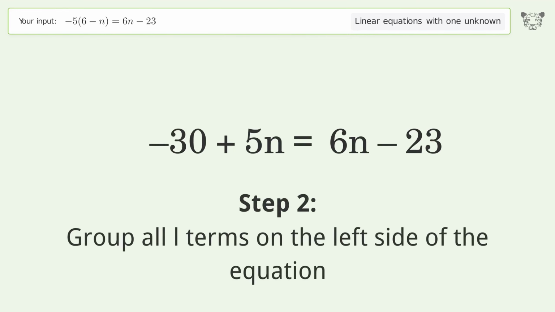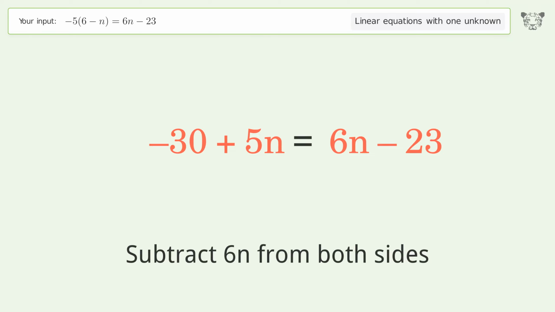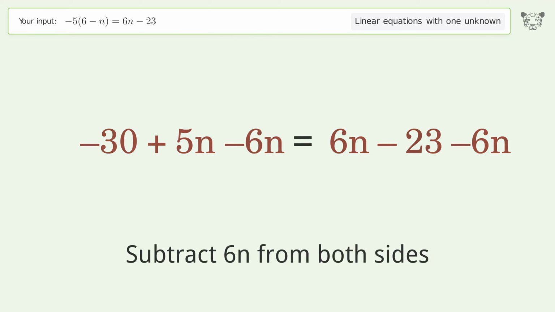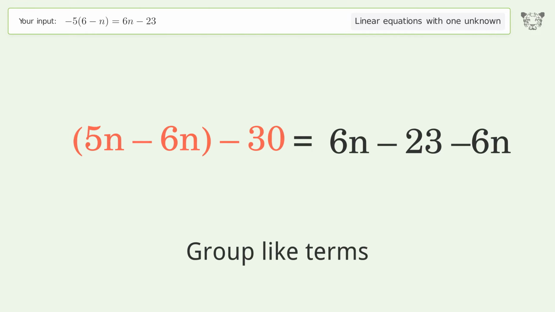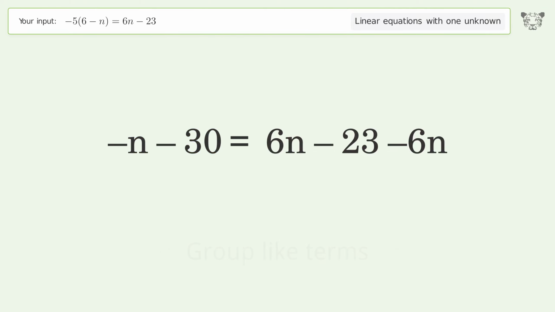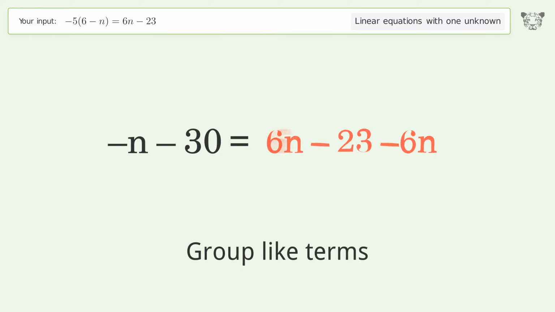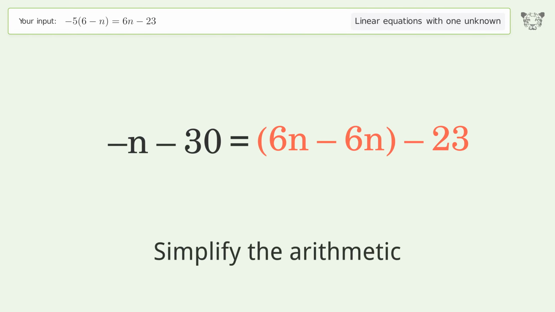Group all L terms on the left side of the equation. Subtract 6n from both sides. Group like terms. Simplify the arithmetic. Group like terms. Simplify the arithmetic.